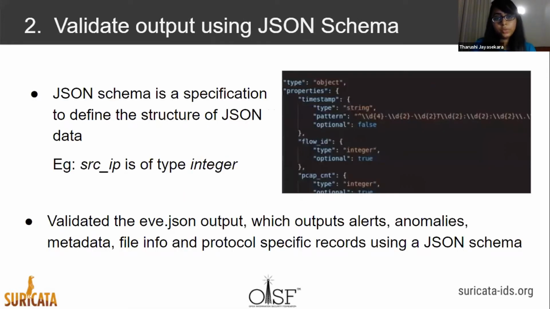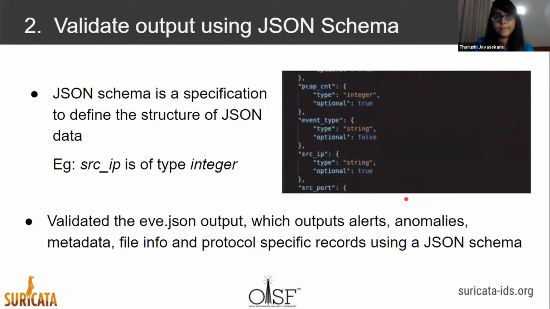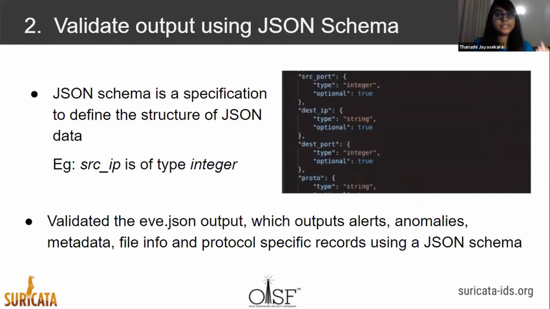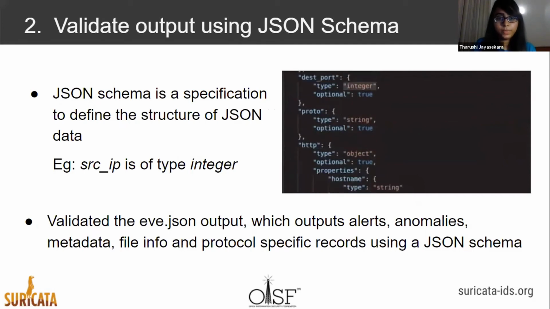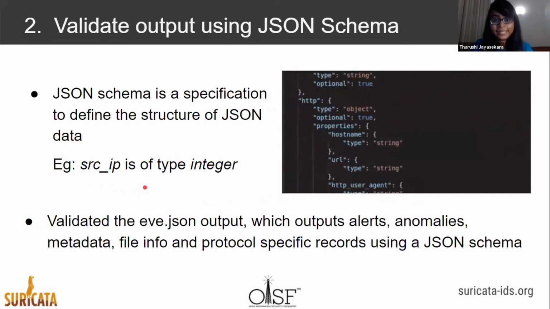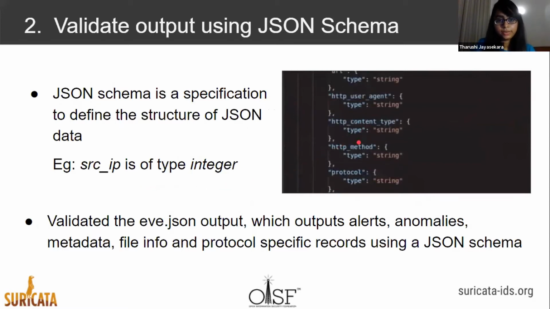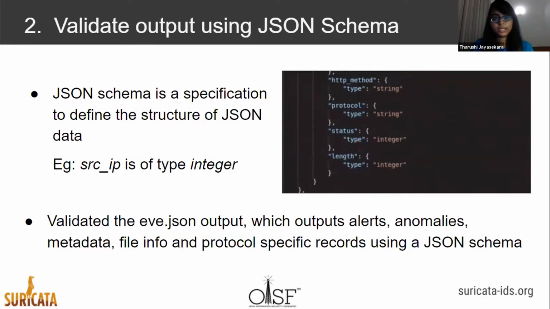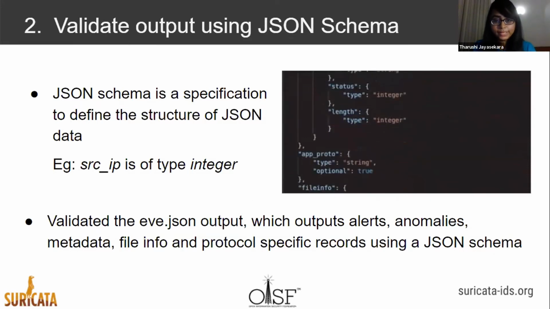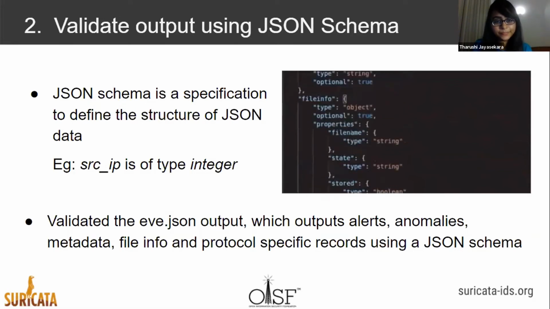The second issue I worked on was to validate the output of these tests using a JSON schema. For those of you who don't know, a JSON schema is a specification to define the structure of your JSON data. For example, you could make sure the source IP is of type integer and so on. Using this schema that you see right here, we validated the eve.json output, which contains alerts, anomalies, metadata, file information, and protocol-specific records.